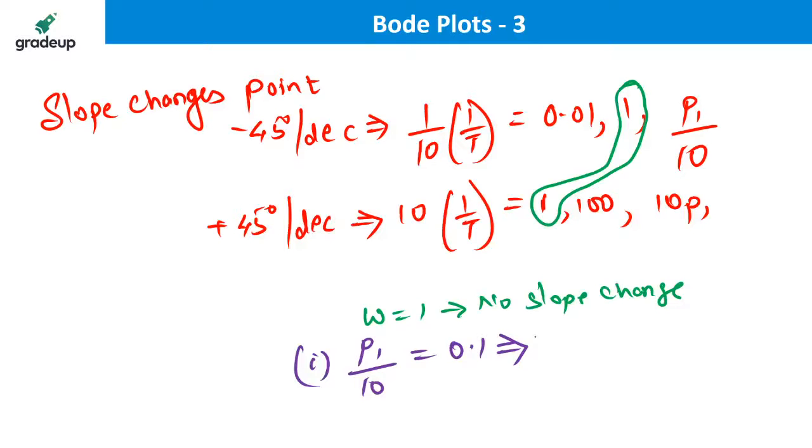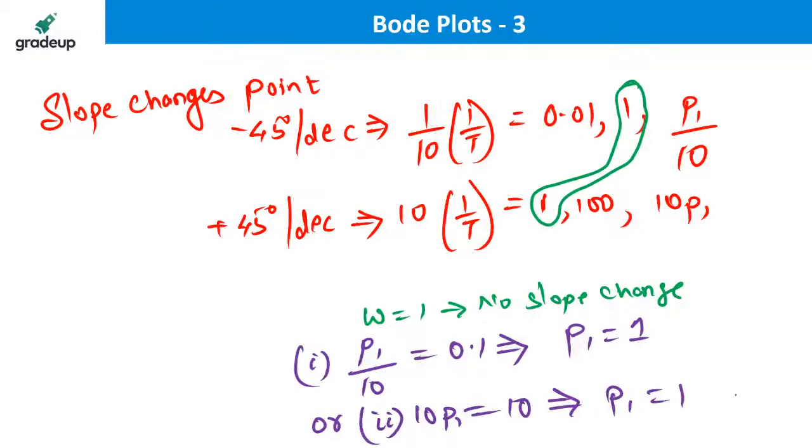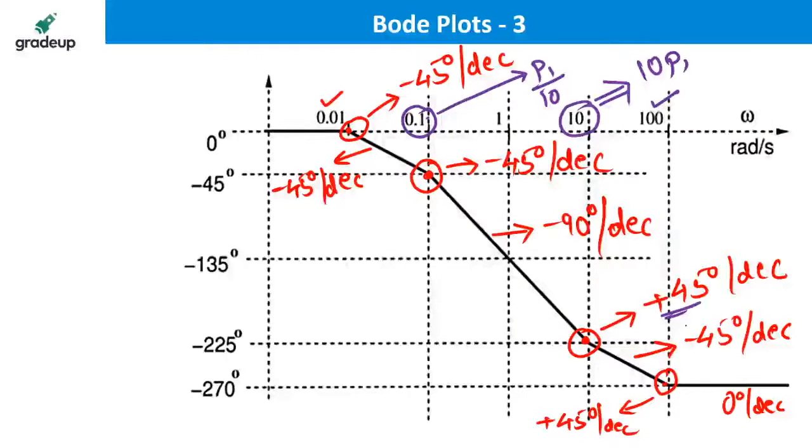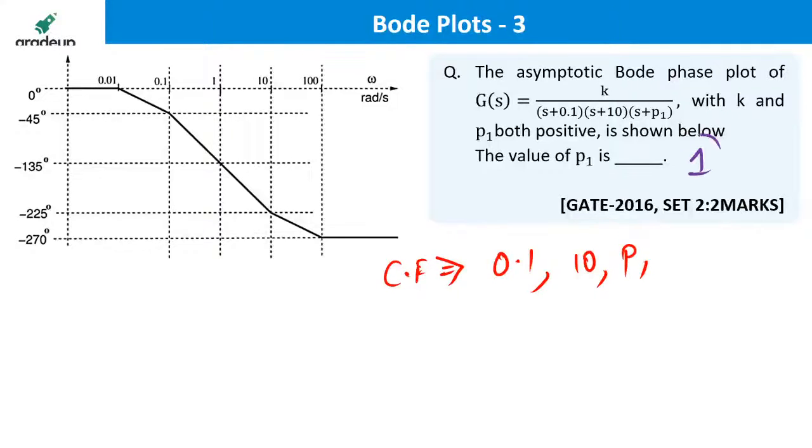Okay, P1 divided by 10 should be 0.1. From here P1 is 1, and second, you can look by the 10 P1 point. 10 P1 is equal to 10. From there P1 is equal to 1. Either way, from any one of them, either you can see by P1 by 10 or by 10 P1, the final answer is 1.